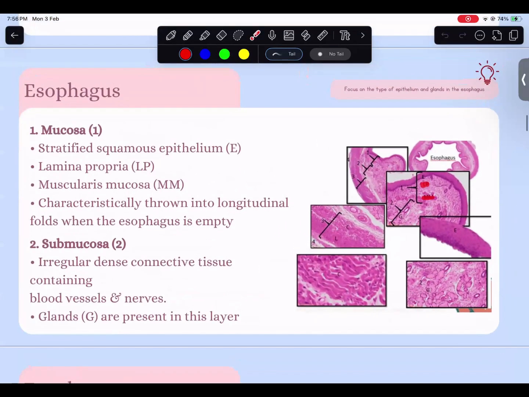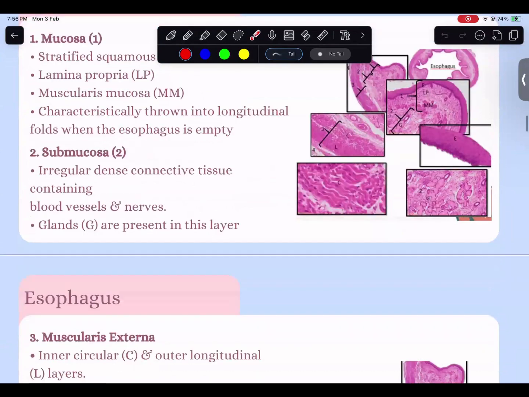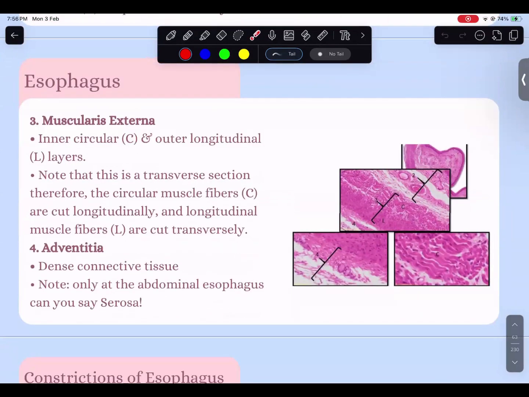Okay. And then we have the submucosa, where we have irregular dense connective tissue, and also the glands are present in this layer. So this is your submucosa layer. Basically, you can see the glands here. Okay, for the muscularis externa, you have inner circular and outer longitudinal layers. But because of the cross section and histology being a transverse section, they both look the opposite. So the circular muscle fibers are going to look longitudinal and the longitudinal are going to look circular. So don't get it confused, okay?